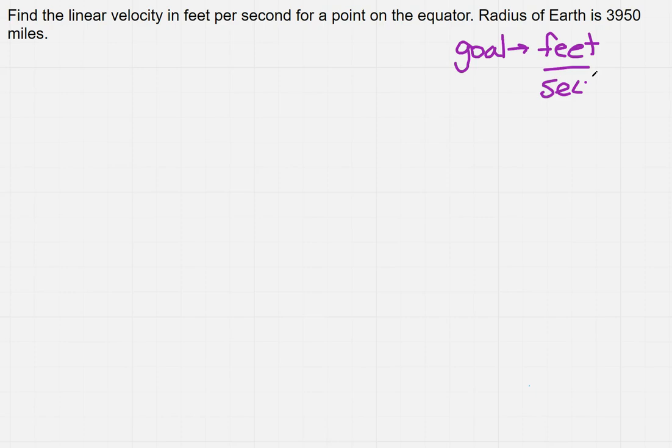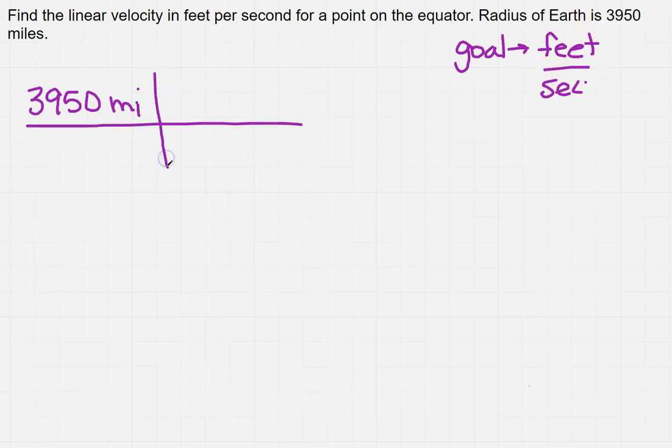Well, it's also given me a radius, right? So I've got a radius. That's the only piece of information I have. So let's start out with that. So if I have 3,950 miles, well, it says that I'm going to have, remember, feet per second.